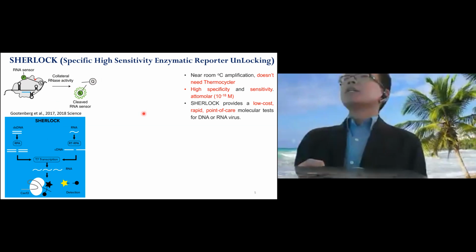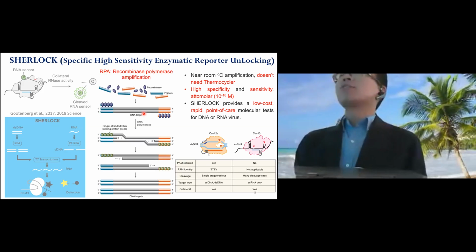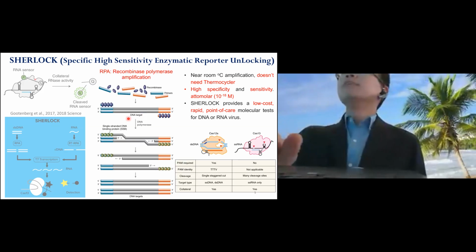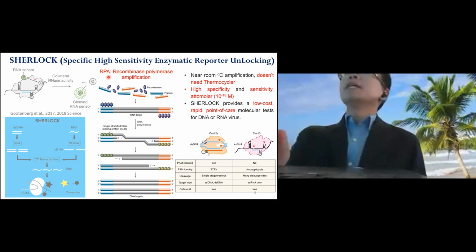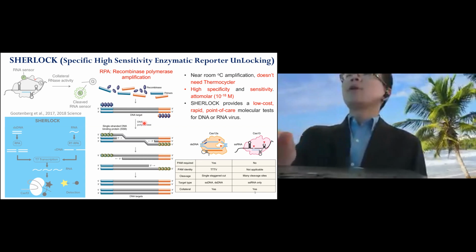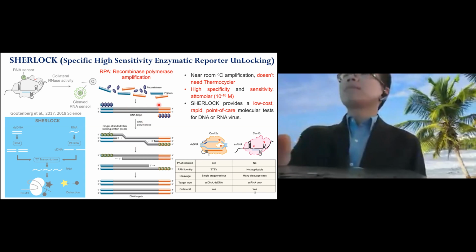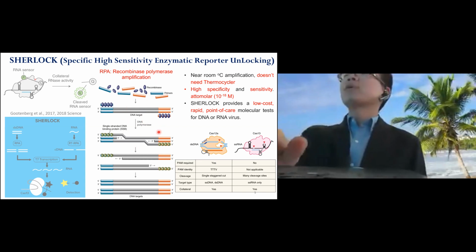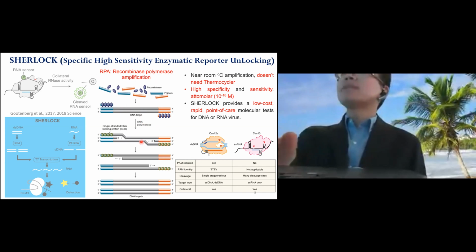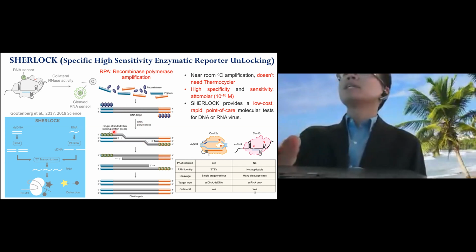Because the thermocycler is a great limitation, people have invented another technology called RPA. It's called recombinase polymerase amplification. This amplification process can take place at room temperature. For example, they only need a mix of 3 enzymes: the DNA polymerase, the single-strand DNA binding protein, and also the recombinase.